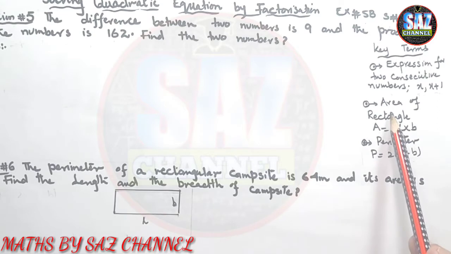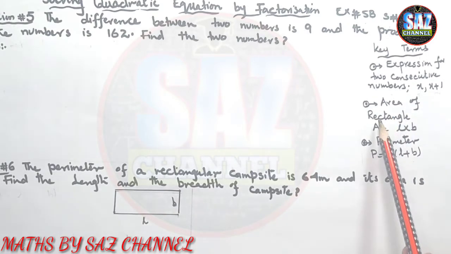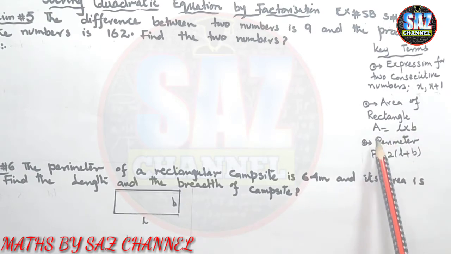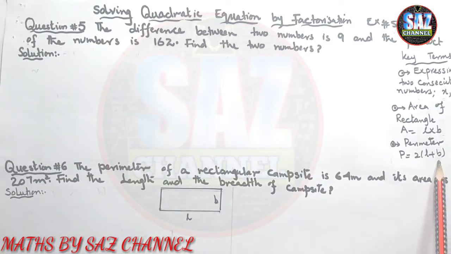Then the formulas for the area and perimeter of geometrical shapes. For example, the formula for the area of a rectangle is length multiplied by breadth, and the perimeter will be equal to 2 into length plus breadth. Let's move to the question.